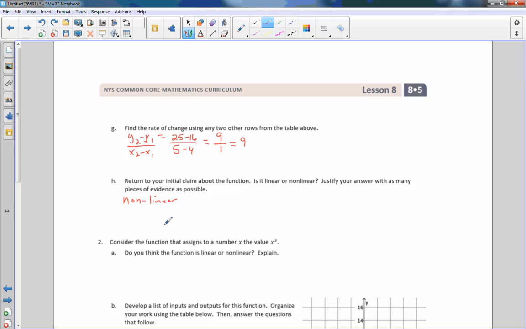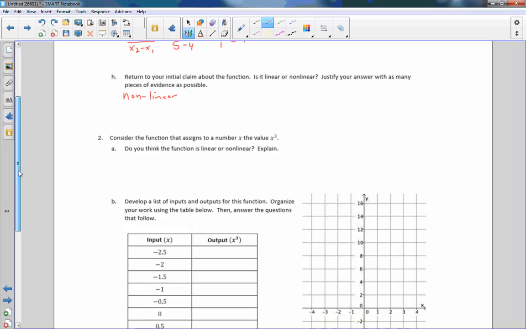In a linear equation, there's a constant rate of change. If I found the rate of change to be negative 9 in the first 2 points, then every other difference between any 2 points would also be a rate of negative 9. Okay, so there you go.